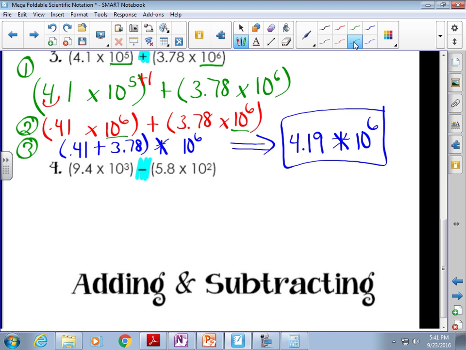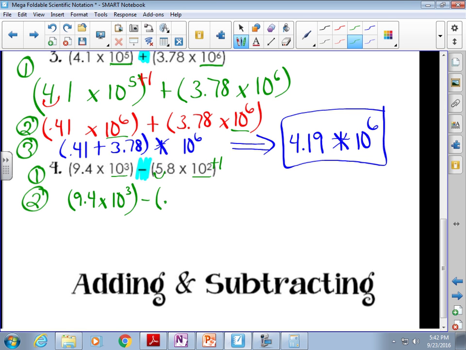All right, the quantity of 9.4 times 10 to the third minus the quantity of 5.8 times 10 to the second. Step 1, make sure my exponents match. All right, they do not, so now I need a step 2. Step 2, I need to find a way to make them match. So right now I have a 3 here and I have a 2 here. So this is my smaller one, so I need to add 1. If I add 1, I need to move my decimal 1 place to the left. All right, so my new problem is 9.4 times 10 to the third.